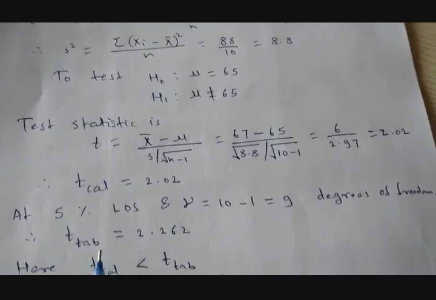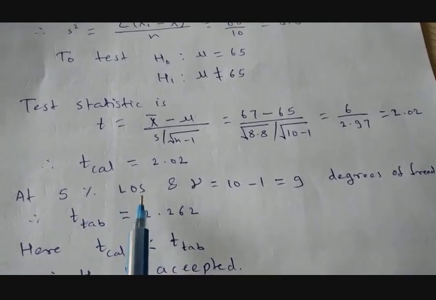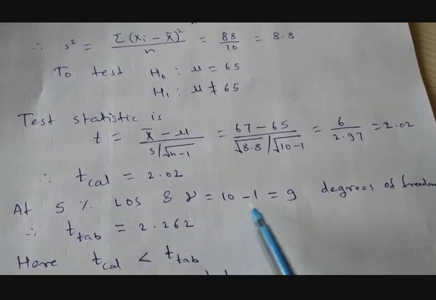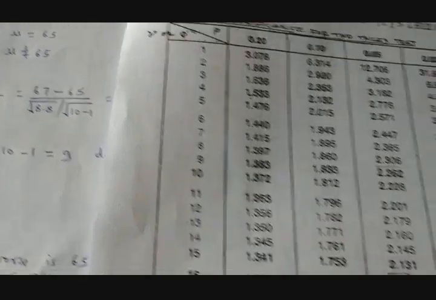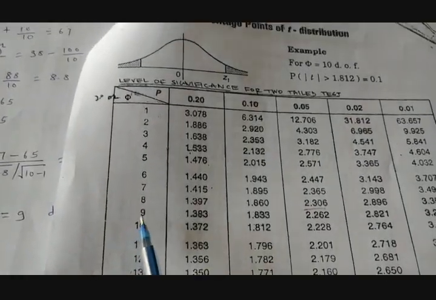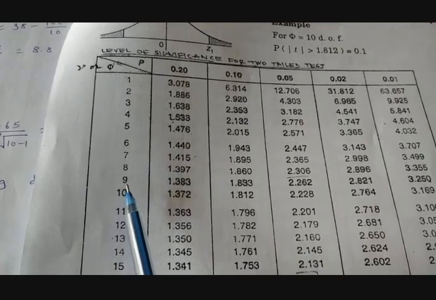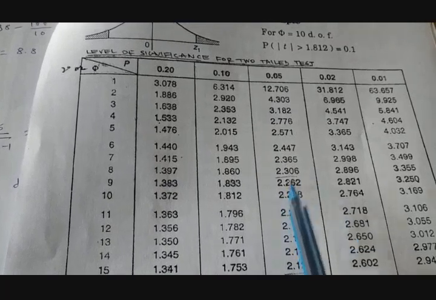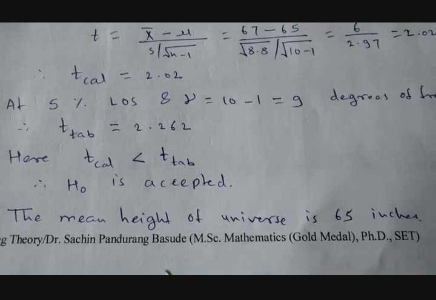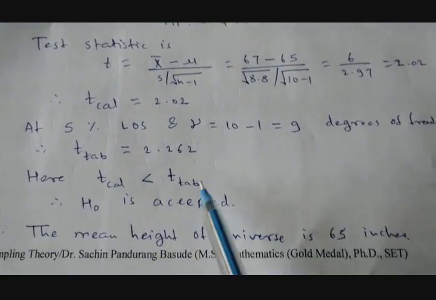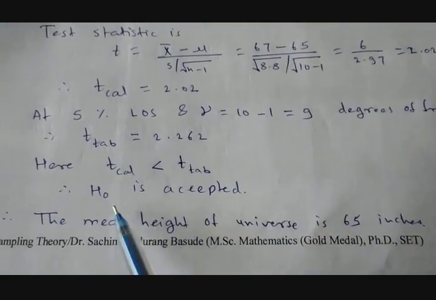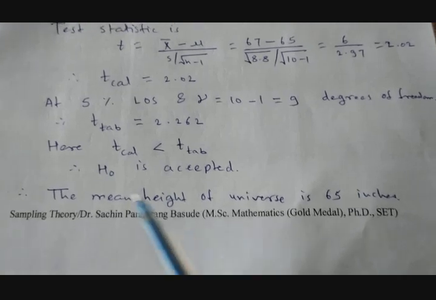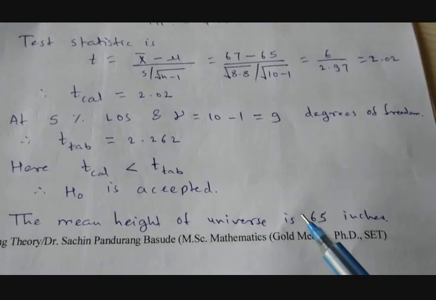Now level of significance is not mentioned, but take 5% level of significance with degrees of freedom equal to n minus 1. So n is 10, so 10 minus 1, 9. So tabular value of t. See here, at degrees of freedom 9, at 5% level of significance, value is 2.26. So here calculated value is less than tabular value, therefore H naught is accepted. And H naught is accepted means the mean height of the universe is 65 inches.